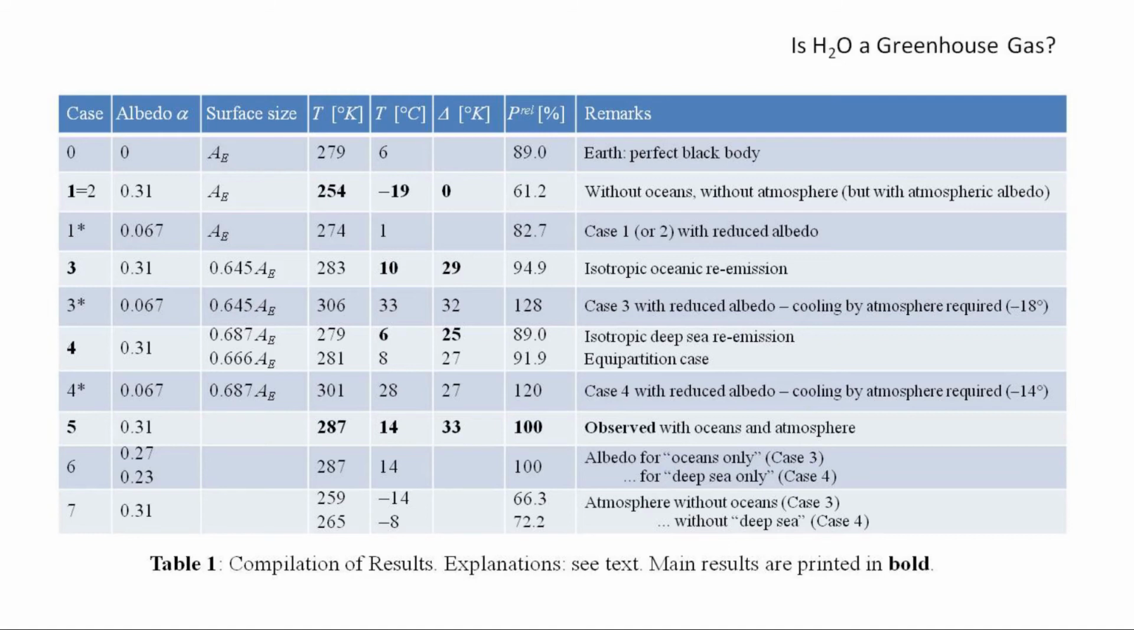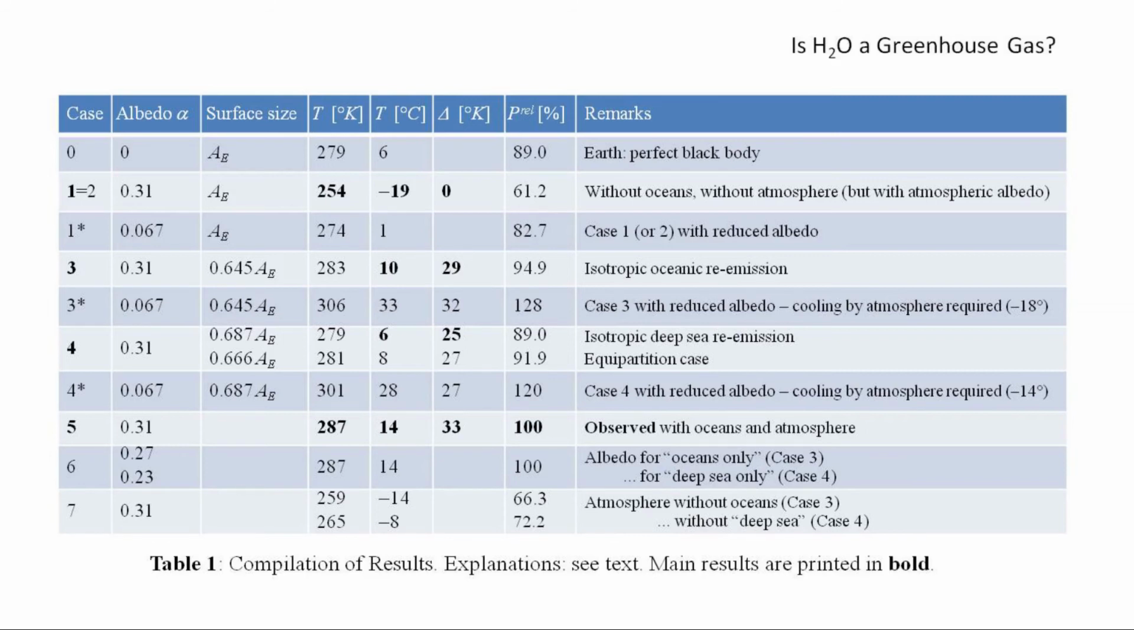Note that the temperature difference between the reference case 1 and the observed case 5 is 33 degrees Kelvin or Celsius. Temperature differences relative to the reference case are shown in table column delta in degrees Kelvin. The ocean area case 3 comes out with 29 degrees Kelvin, whereas the deep sea case 4 yields 25 degrees Kelvin.